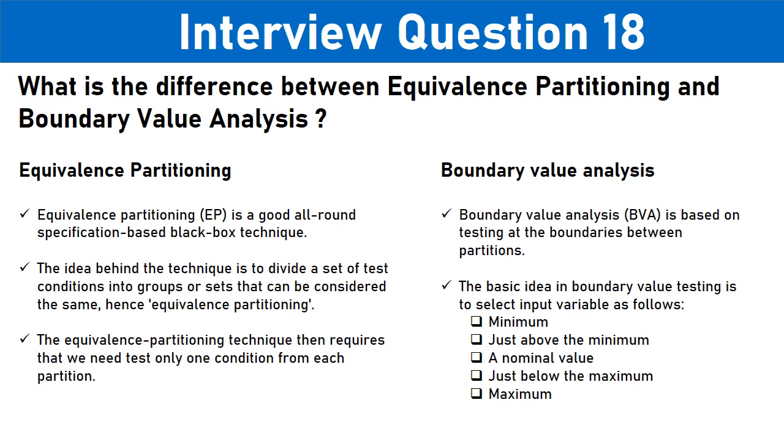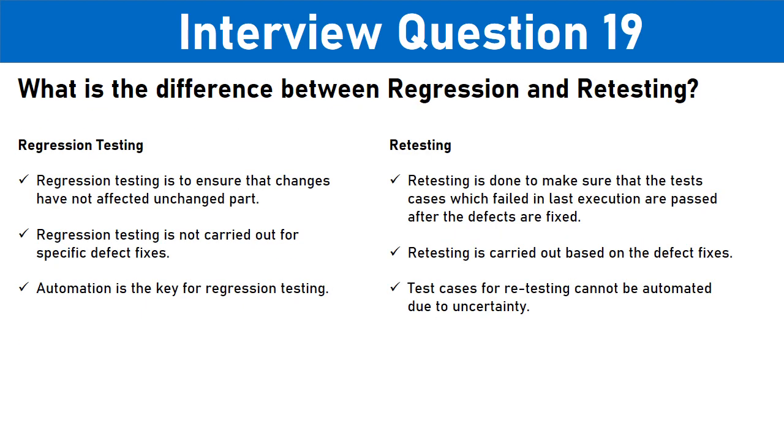Whereas boundary value analysis, BVA, is based on testing at the boundaries between partitions. The basic idea in boundary value testing is to select input variable as follows: minimum, just above the minimum; a nominal value, just below the maximum; and maximum. You can refer to our previous tutorial of software testing to watch an example of both the important techniques. Link is given in the description box. What is the difference between regression and retesting?